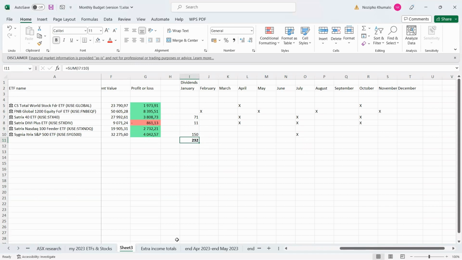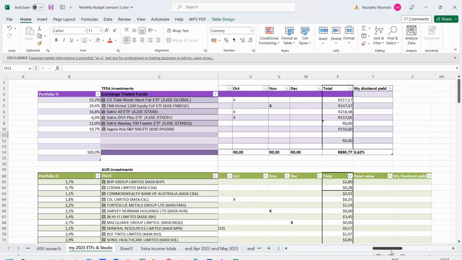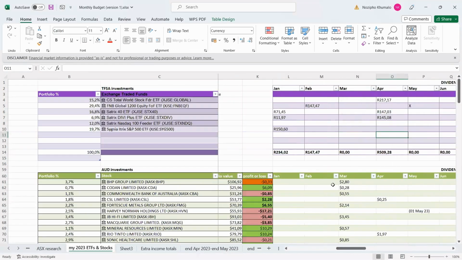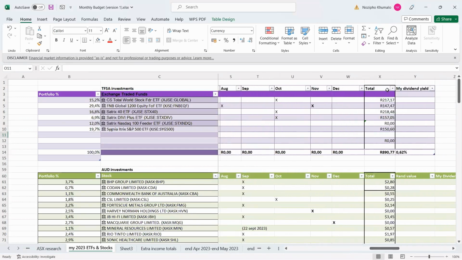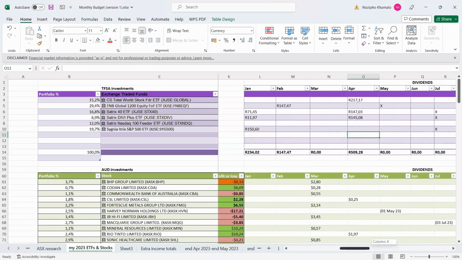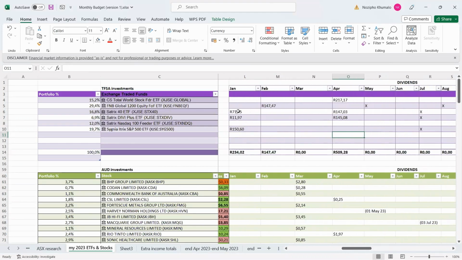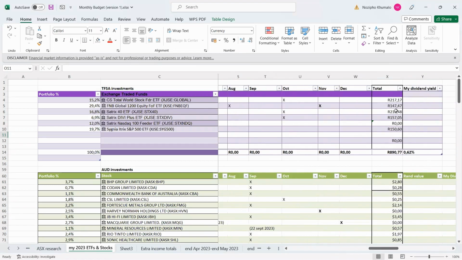Then you can do a total for all the dividends for the whole year, which is what I did on this table here. So I have totals for the month, as you can see, January total, February total, etc. Then I also have the total for the particular ETF. What I mean is here, if you go across, Satrix 40 paid 71 Rand in Jan, then they paid again in April 147. That is a total of 218. So I just added the numbers.